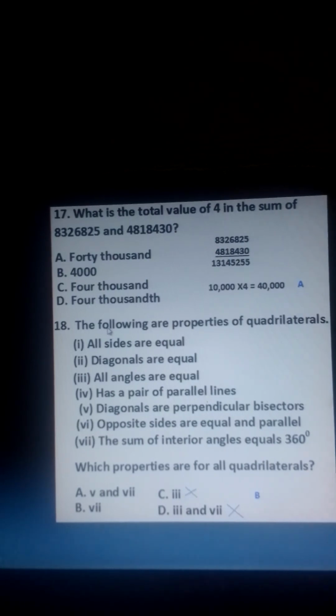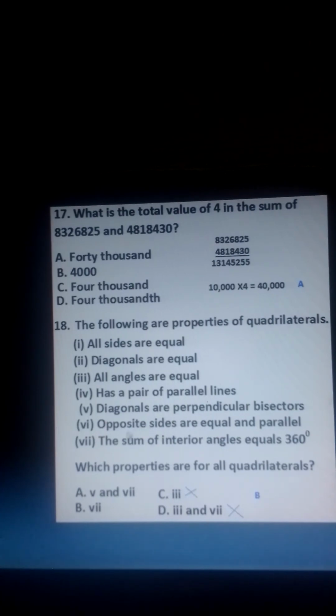Number 18. The following are properties of quadrilaterals. 1. All sides are equal. 2. Diagonals are equal. 3. All angles are equal. 4. Has a pair of parallel lines. 5. Diagonals are perpendicular bisectors. 6. Opposite sides are equal and parallel. And 7. The sum of interior angles equals 360. These properties are not the same for every quadrilateral. So the question is, which properties are for all quadrilaterals?